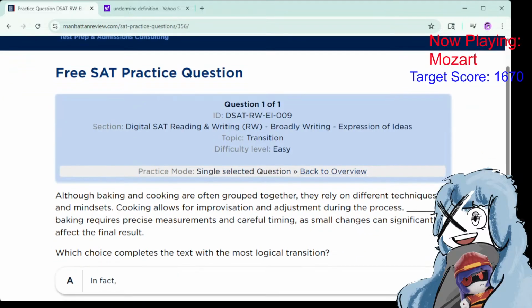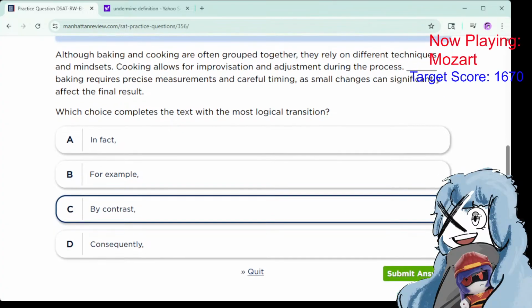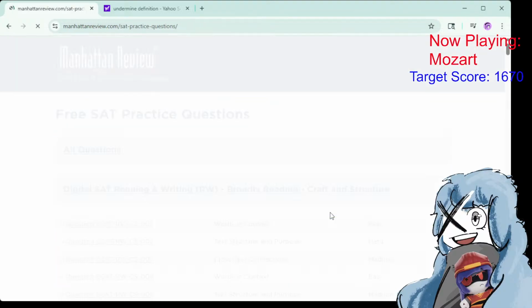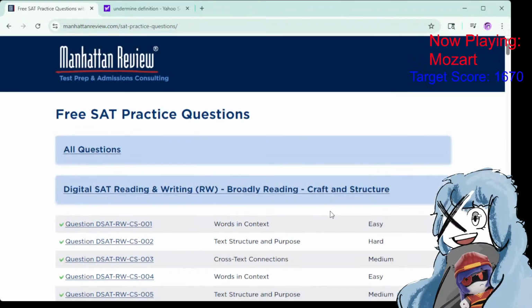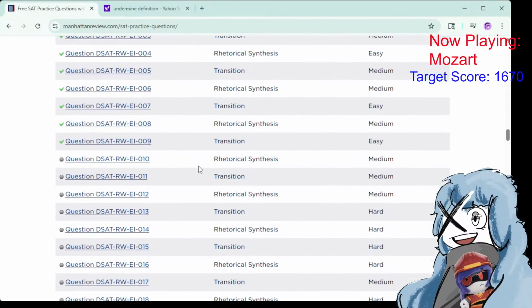Anything that's like a contrast thing: in fact, for example, by contrast. Easy. That's why you know it's easy. There's three opposing ones and one obvious one. Harder ones are more grouped together.